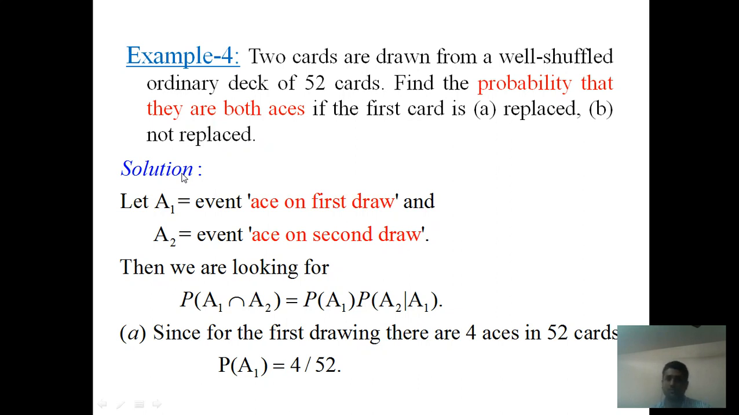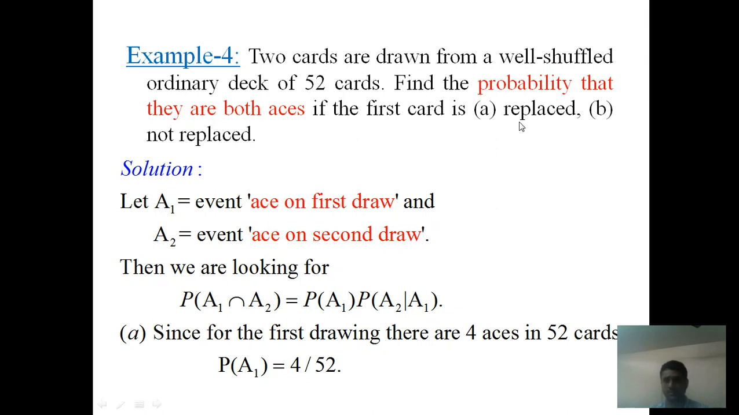So first of all, let's consider A1 is the event which represents an ace on the first draw, and A2 is the event which represents an ace on the second draw. Then we are looking to find the probability that they are both aces. So we are looking for the probability of A1 intersection A2, which, by the definition of conditional probability, is the probability of A1 times the probability of A2 given A1.